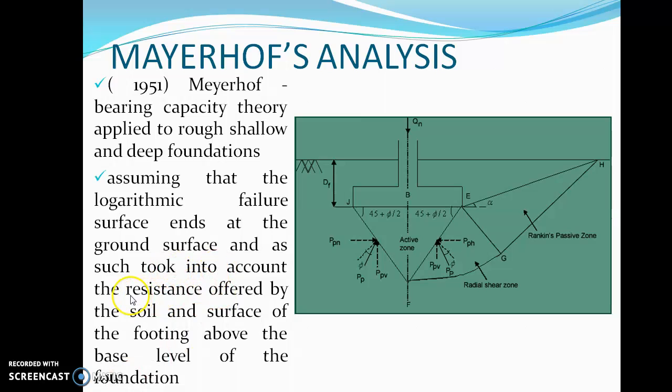So assuming that the logarithmic failure surface ends at the ground surface, and as such, he took into account the resistance offered by soil and surface of the footing above the base level of the foundation. Right?